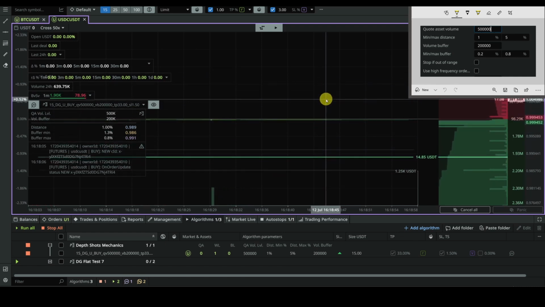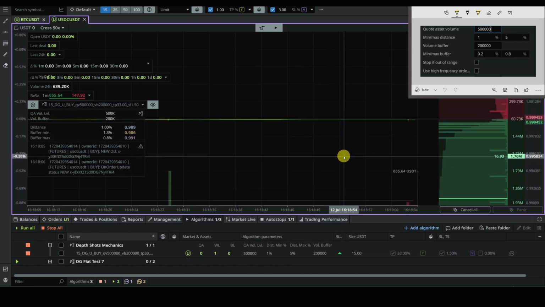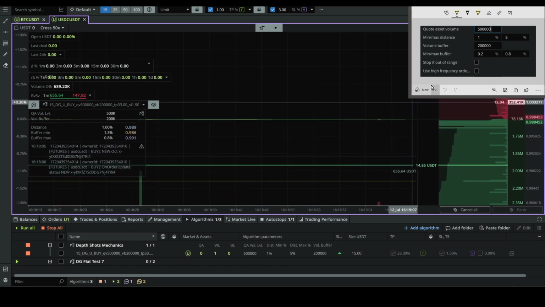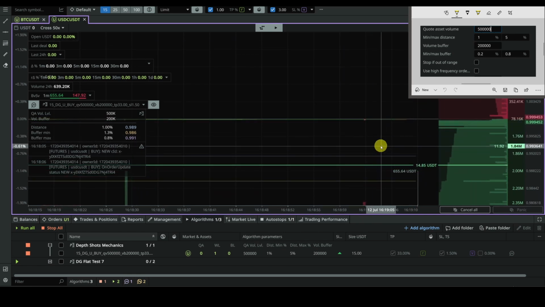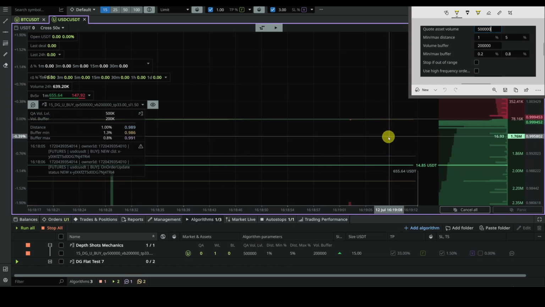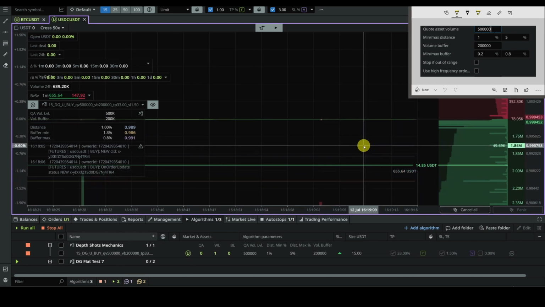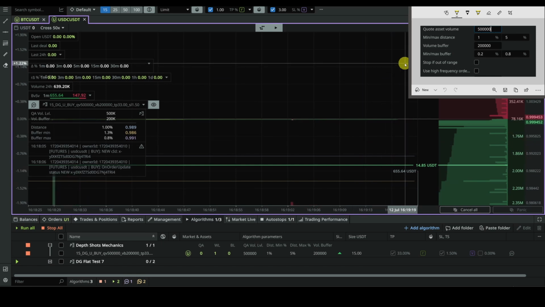So if in regular shots you were used to looking at the price and seeing all the things in relation to the price, here forget about it completely. The only thing that has to do with the price is the minimum distance that the order can be placed at and the maximum distance. That's it. Now let's go to this very elusive thing called the buffer.